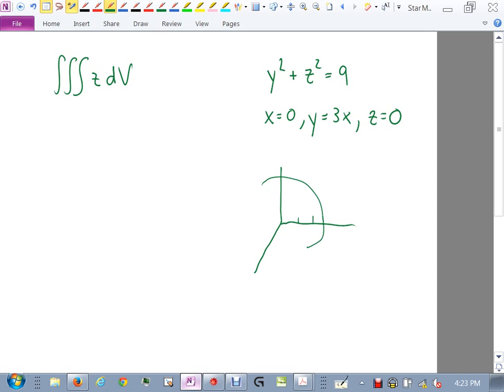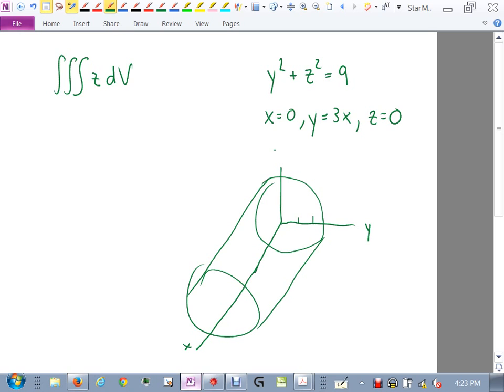I've got the cylinder, rough sketch, coming down the x-axis like this, right? If this is my x-axis, this is my y, and that's my z. So I've got this cylinder coming down the x-axis. X is 0 is the YZ plane, so it's like the back of that cylinder.